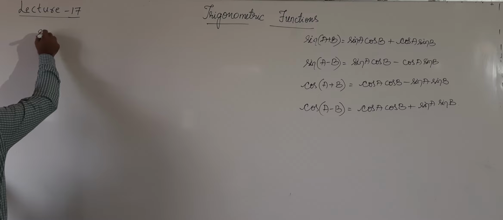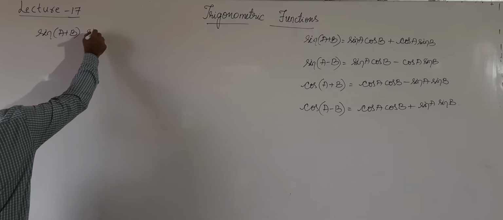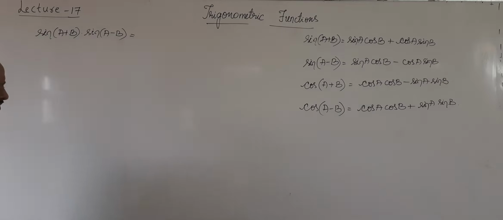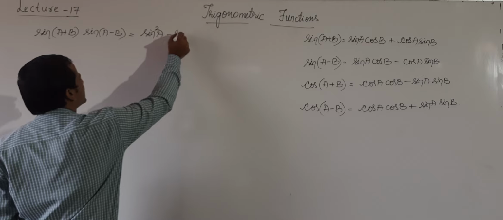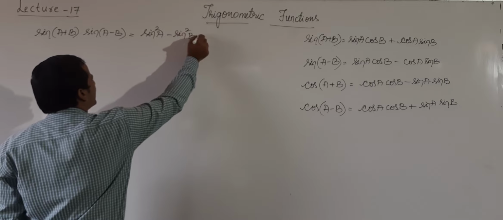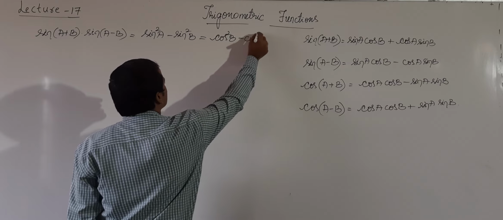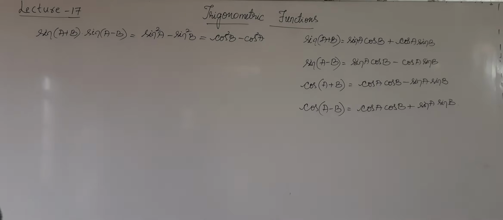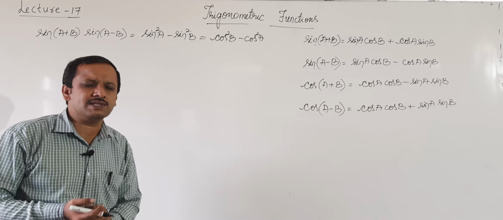Okay, now I will take this formula. The next formula is sin(A+B) into sin(A−B). This is equal to sin square A minus sin square B, or it is also equal to cos square B minus cos square A. Sin(A+B) into sin(A−B) is equal to sin²A − sin²B. It is also equal to cos²B − cos²A. We have to prove this result now.